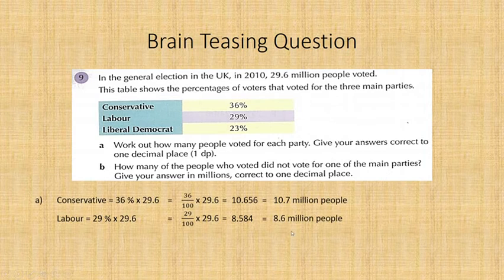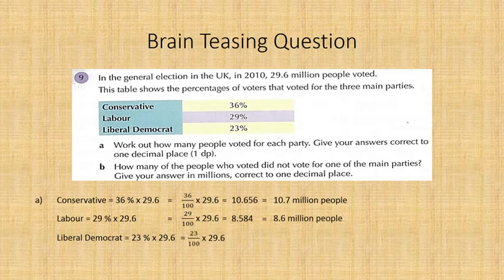The third one is Liberal Democrat, with 23% voting for it. So 23% times 29.6 is 23 over 100 times 29.6, which is 6.808. If I correct that to one decimal place, it's 6.8 million people, because this is the 8 and the next door is 0, which is a weak number, so I just ignore it. So it's 6.8 million people.